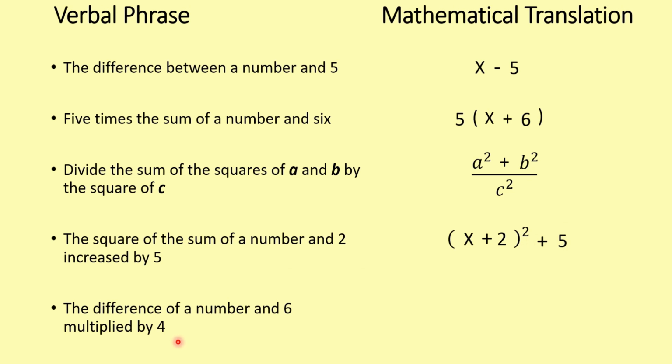And last, yung the difference of a number and 6 multiplied by 4. So, the difference is minus. The difference of a number, again, variable, X, and 6 multiplied by 4. Okay? The difference, minus, of a number and 6 multiplied, open and close parenthesis, by 4. So, eto na yan.